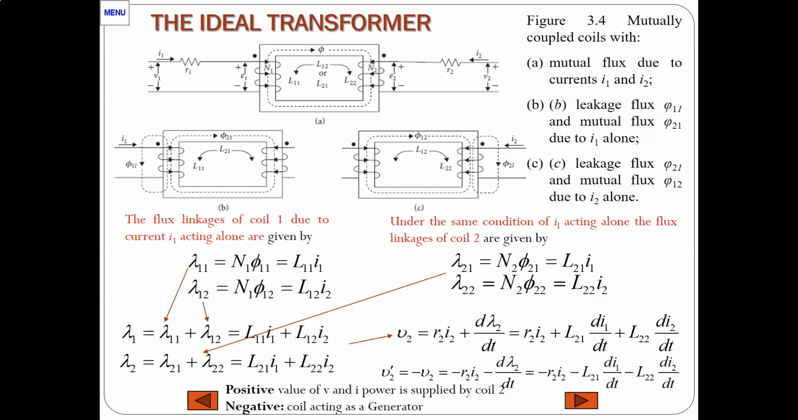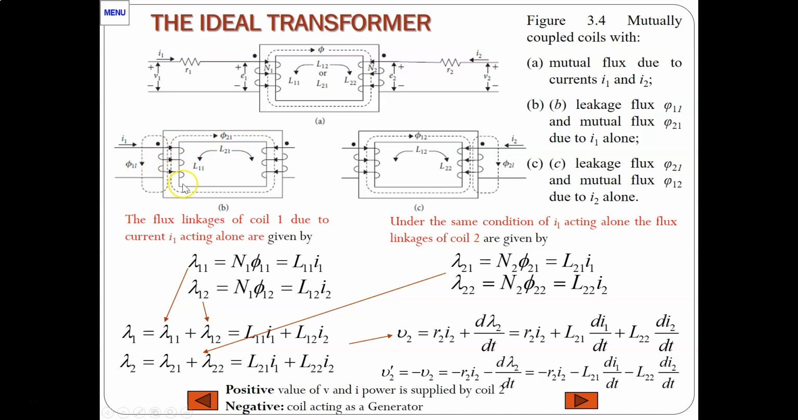inductance of the coils. In figure A here, we have defined the currents according to the right hand rule to get the flux flowing in the same direction. Figure A shows the mutual flux due to currents I1 and I2. In B and C we are looking at each side separately. On the B side, we have a flux circulating here, what we call leakage. It's a leakage of flux, not producing the main flux.